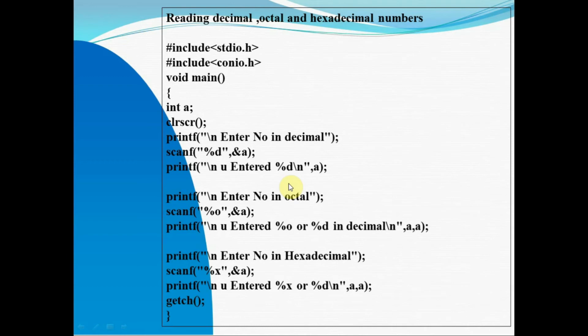The next one, enter a number in octal. The value is scanned as an octal value, so &a, then the entered octal value is displayed. This is the octal value displayed and this is the integer value, converted to an integer value. Then enter a number in hexadecimal. The value is scanned in hexadecimal code. In this part it is displayed in hexadecimal form. In this part it is displayed in integer form.